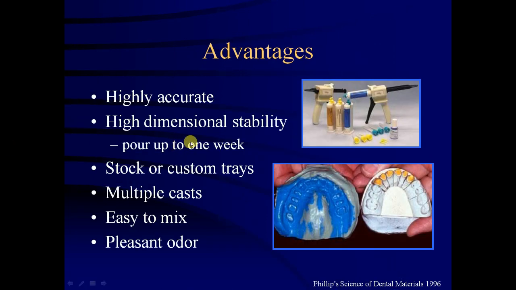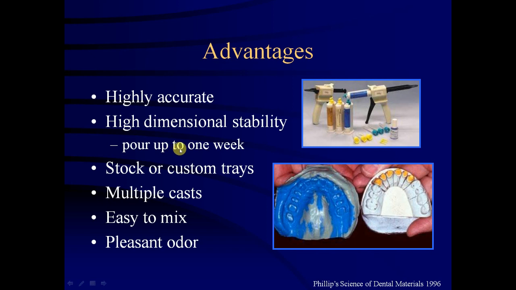Advantages. It is highly accurate. It is highly dimensionally stable. See, the dimensional stability of the polysulfide and the condensation silicone is poor. It's the poor dimensional stability which causes your distortion, but it is highly accurate. Addition silicone is far better than condensation and polysulfide. It has high accuracy and high dimensional stability.